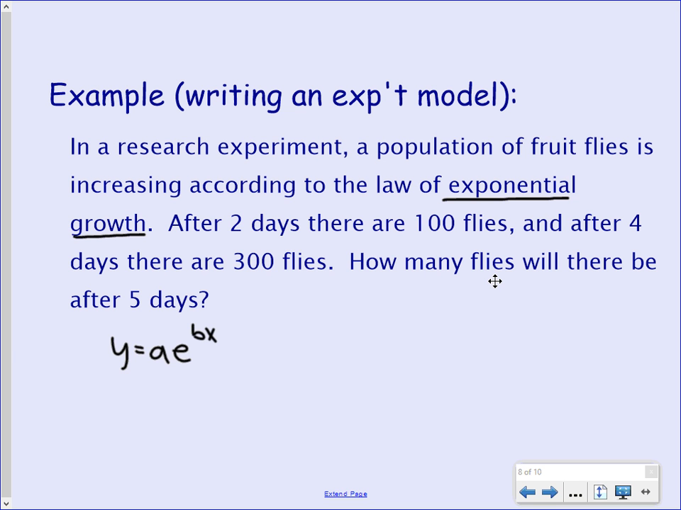Pairs, ordered pairs, which represent x and y, time and the amount of flies, right? So after 2 days there are 100 flies. Elise could write that as (2, 100). After 4 days there are 300 flies. We could write that as (4, 300).